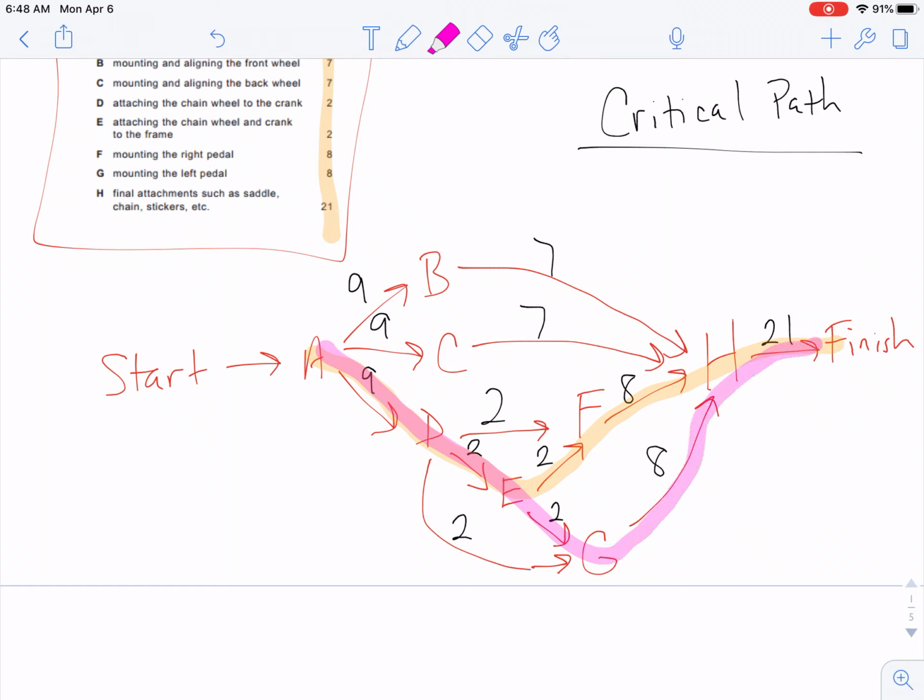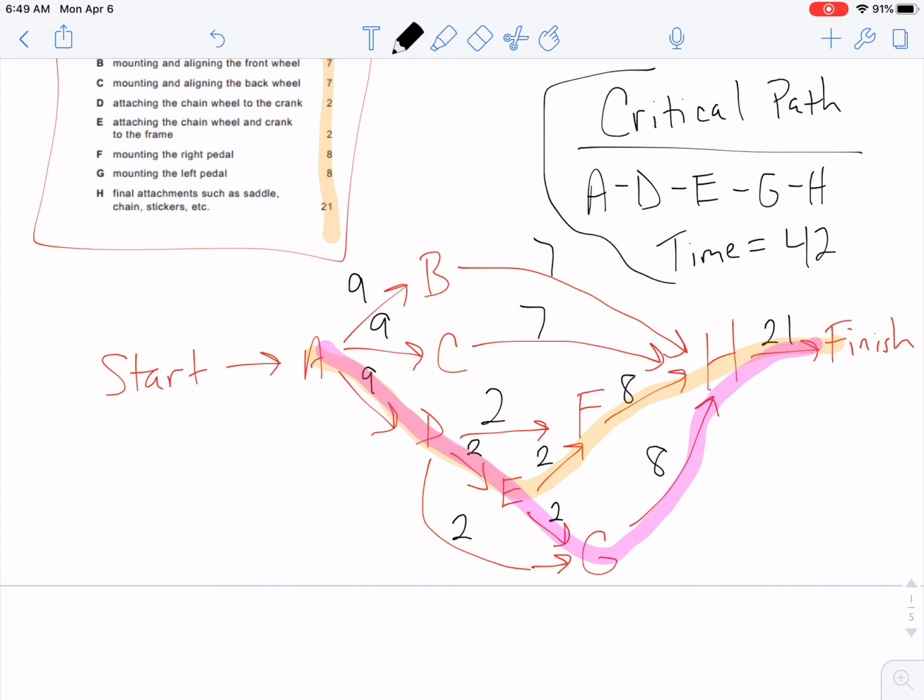Okay. So that looks like A, D, E, G, H. And the time is 9 plus 2 plus 2 plus 8 plus 21. So it looks like 42. I just did that quickly. There may be another answer, but I think that's the correct one.